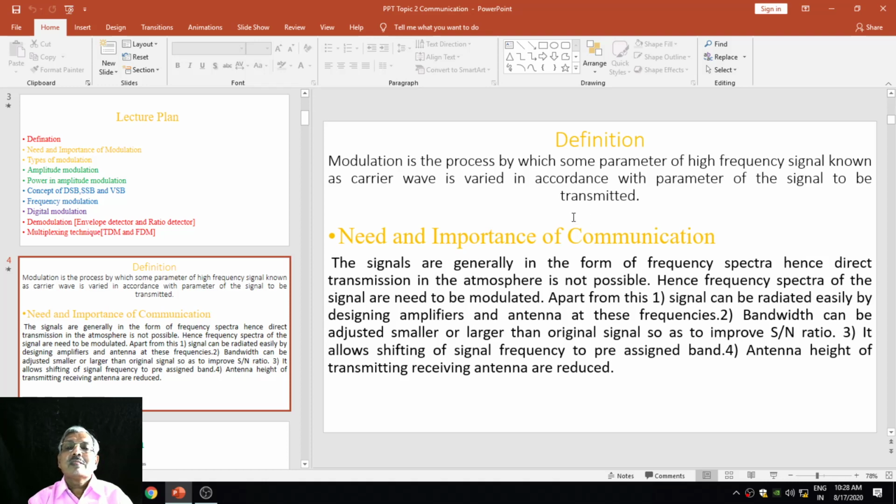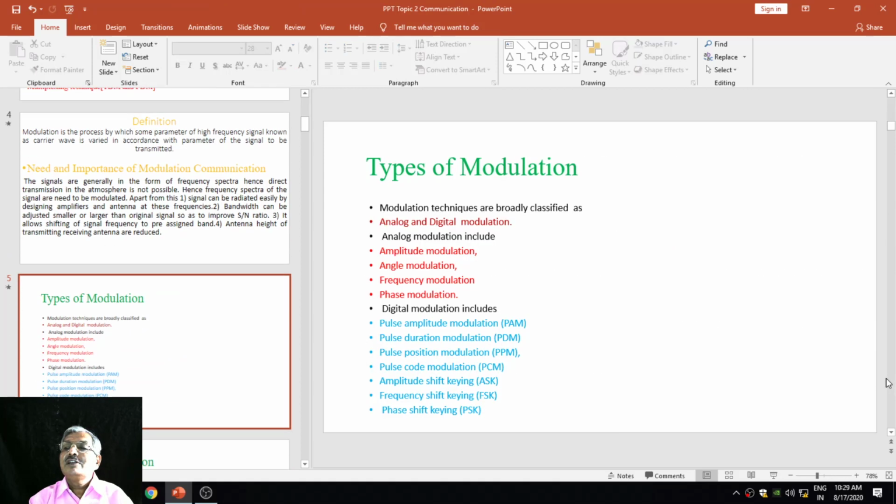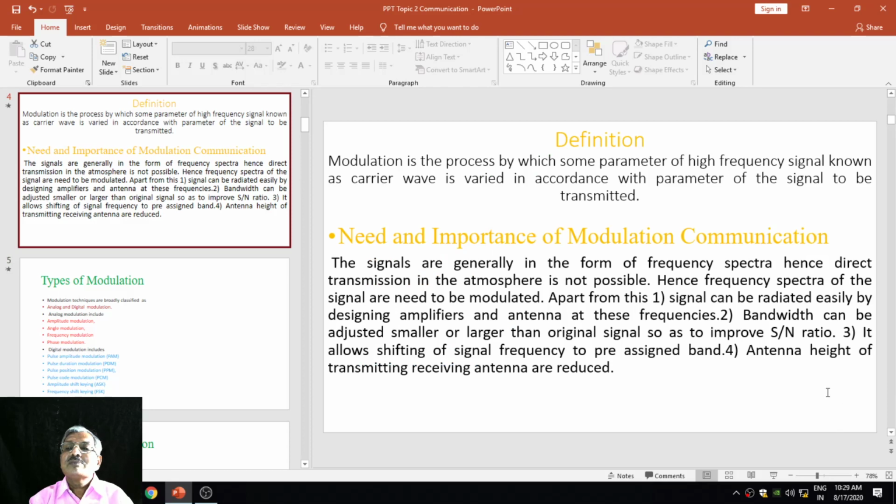Then to proceed further, why is modulation needed and what is the importance of modulation in communication? Need and importance of modulation in the process of communication. What happens if the signal is not modulated? That makes you understand the meaning of the need of modulation, which represents the importance of modulation. Just to understand that, we can say that whatever signals are required to be modulated, all those signals are in the form of frequency spectra.